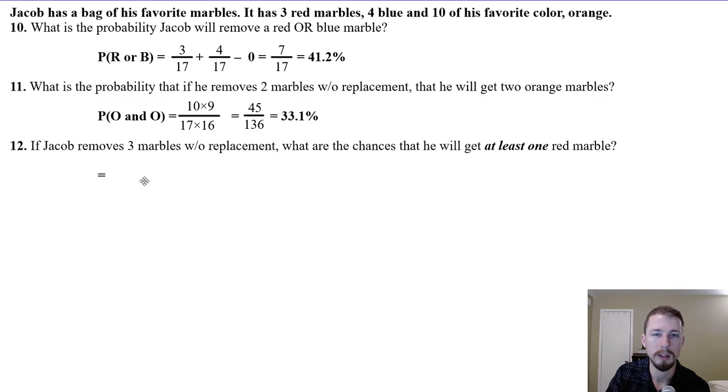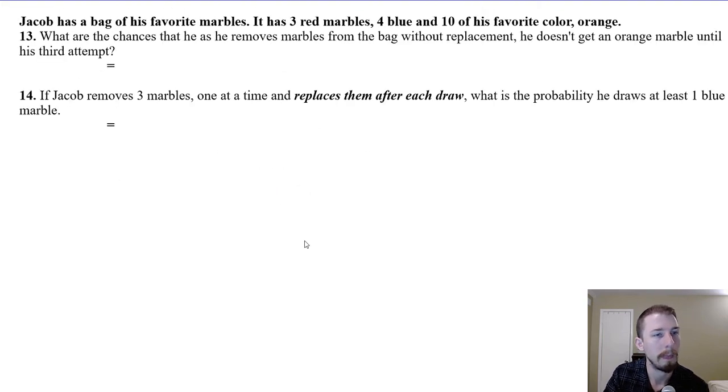So the probability he doesn't get a red is going to be, there's only 3 reds, so that would be 14 out of 17 for the first one. But then each additional one, there's 1 less non-red and 1 less marble altogether. So it'll be 13 out of 16 and then 12 out of 15. And we subtract that, of course, from 1 once you find it, and that'll give us that fraction, which once changed to a decimal gives us 46.5%.